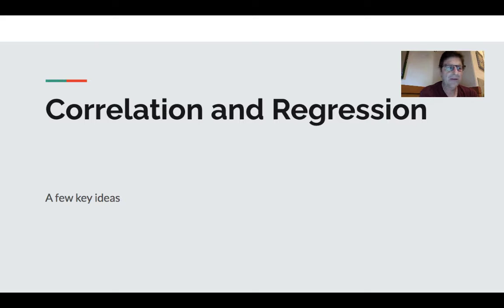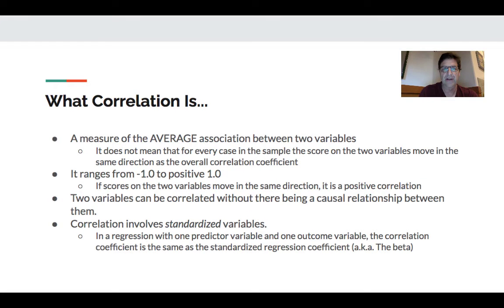So I think that you are mostly familiar with correlations and had some introduction to simple linear regression. Simple linear regression just means you have one predictor variable and one dependent variable or outcome variable. So I'm just going to talk a little bit about what correlation is and then how it's related to simple linear regression.